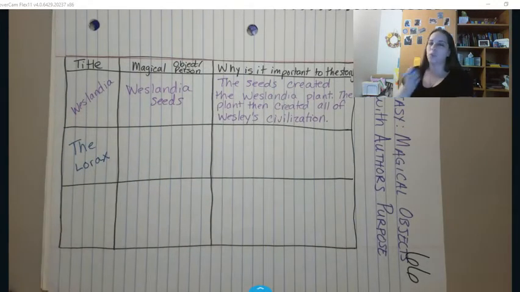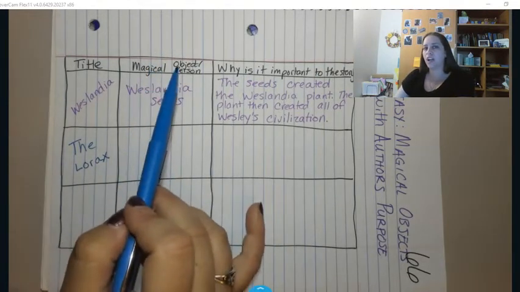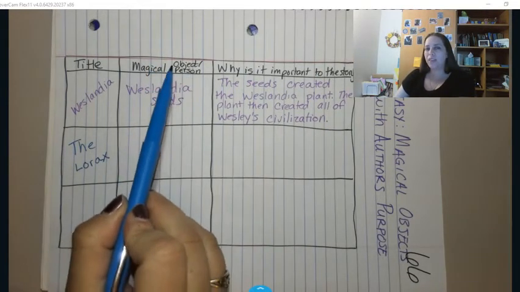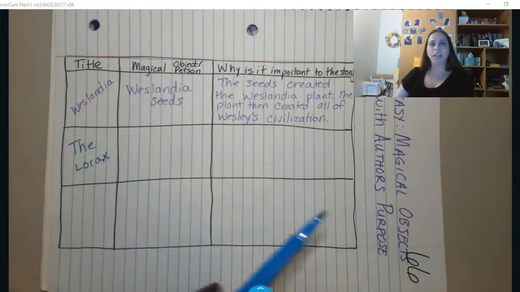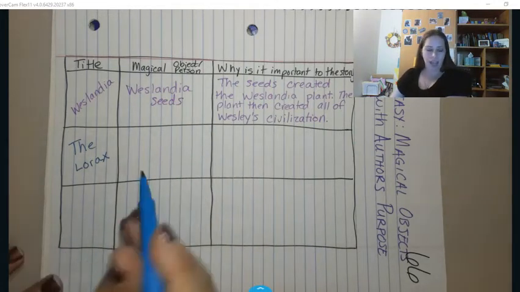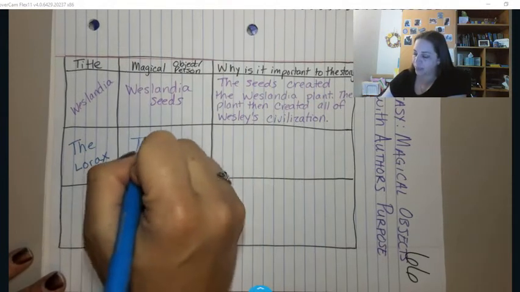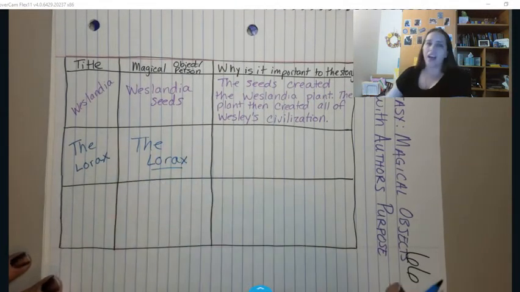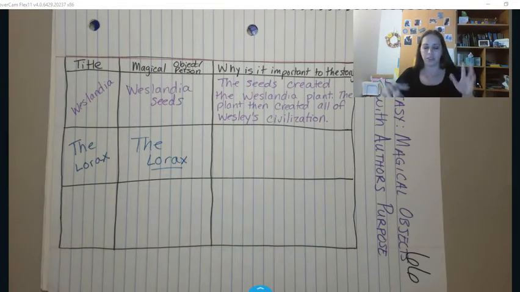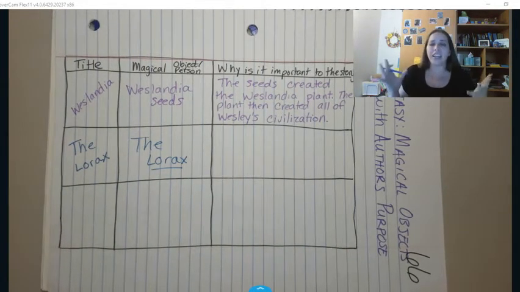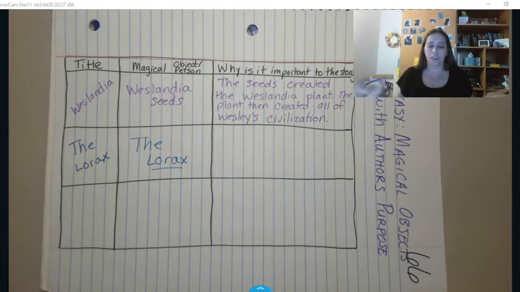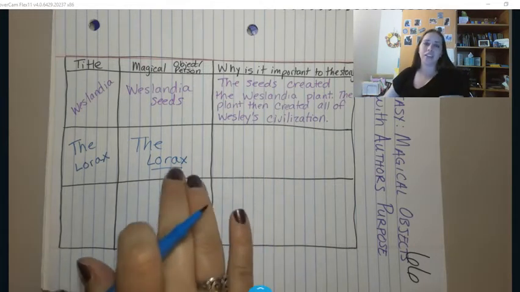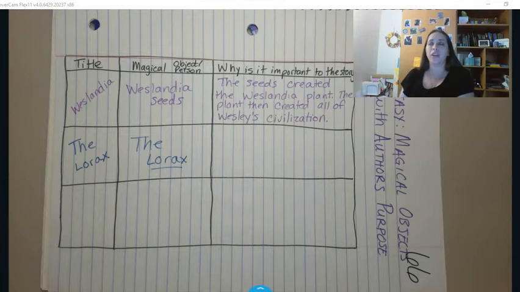Now, the Lorax is one of my favorite stories, and when I'm thinking about the Lorax, magical object or person, we didn't really have too many magical objects, but we did have one specific person, and that was, yep, you guessed it, the Lorax himself. Guy would crack me up. He was this little short dude, and he doesn't look like any other animal that we have in our world. But he was a magical person.